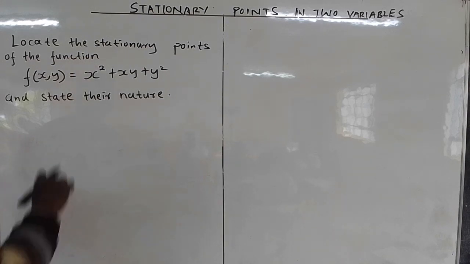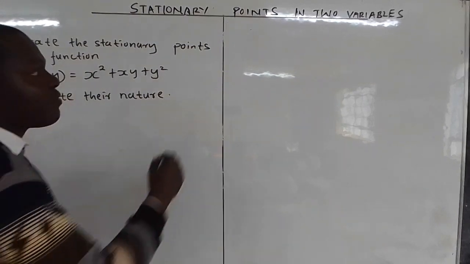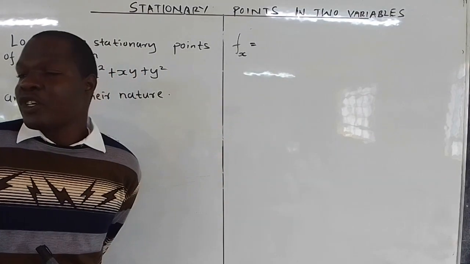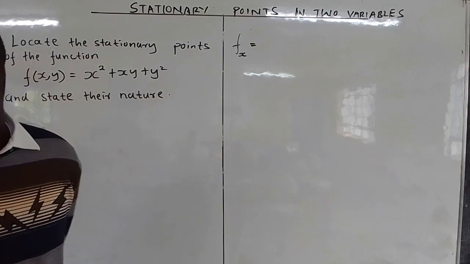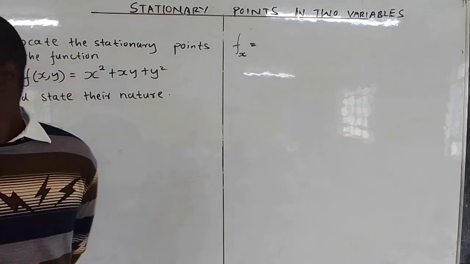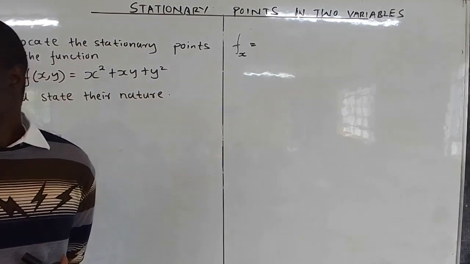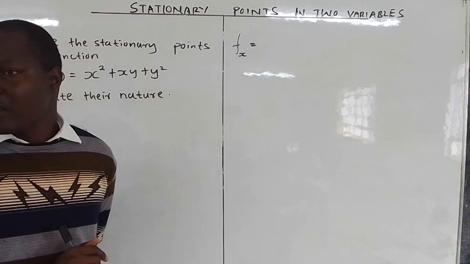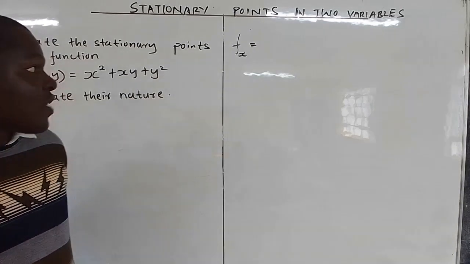The first one: we are differentiating the function partially with respect to x. We denote it with a subscript. The subscript denotes the variable you are differentiating partially with respect to. If you put a prime, that is now an ordinary derivative. Differentiating partially with respect to x implies that only x is a variable. Anything else is treated as a constant.